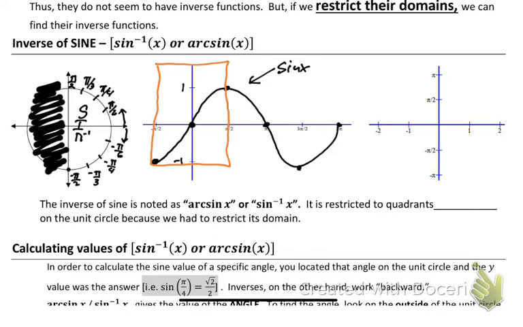For inverses, there's no such thing as coterminal angles. This is all that exists when I talk about inverses. Quadrants 1 and quadrant 4, and going to quadrant 4 is a negative angle.